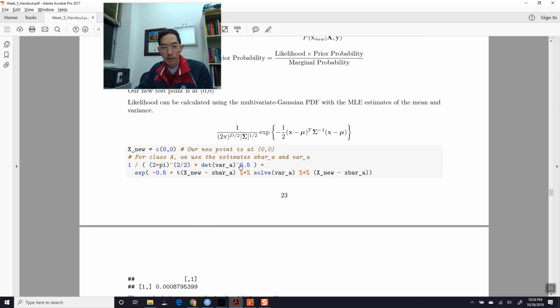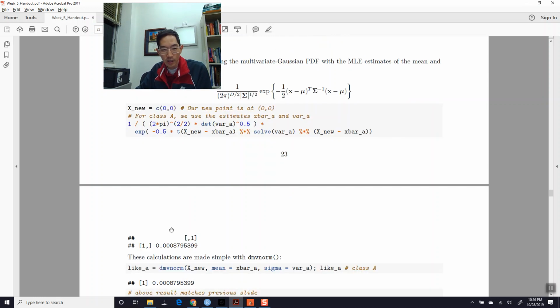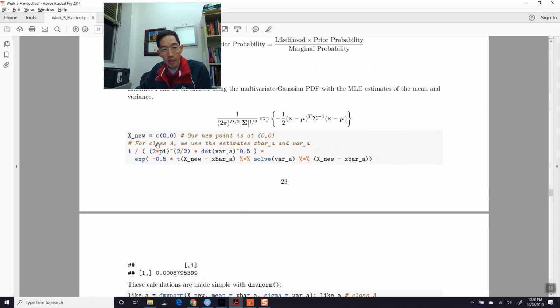Okay, now here I'm doing the actual thing. I'm doing 2 times pi raised to the d over 2, the number of dimensions divided by 2, times the determinant of the variance of A raised to the 1/2 power, all of this. Okay, and it gives me this number, 0.008795399. Okay, this is a pain. I mean, even with R, which makes my life so much easier by calculating the determinant and doing the matrix inverse, it's still a pain to type this.